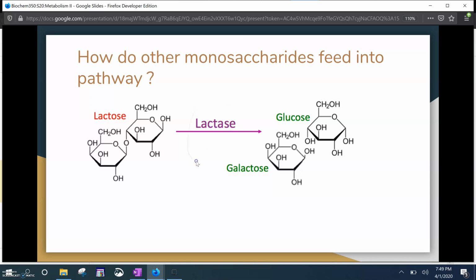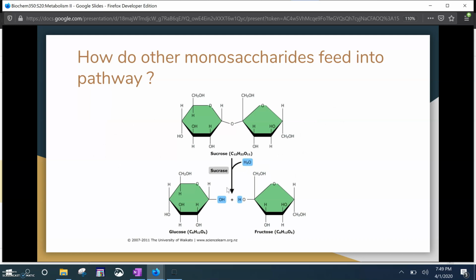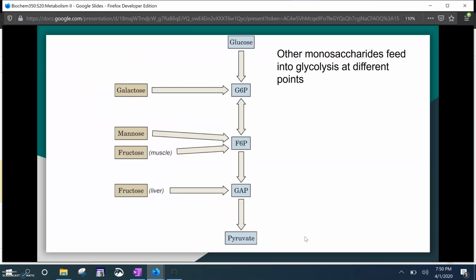Lactose, if you have enough lactase, will be broken down into galactose and glucose. Glucose, again, just feeds into glycolysis. Galactose is handled slightly different. We'll talk about that in a minute. And then sucrose has the enzyme sucrase, which breaks it into glucose and fructose. And again, glucose just goes into glycolysis, and we have to handle the fructose slightly different. So these other monosaccharides feed into glycolysis at different points, and I'm going to talk a little bit about some of these.